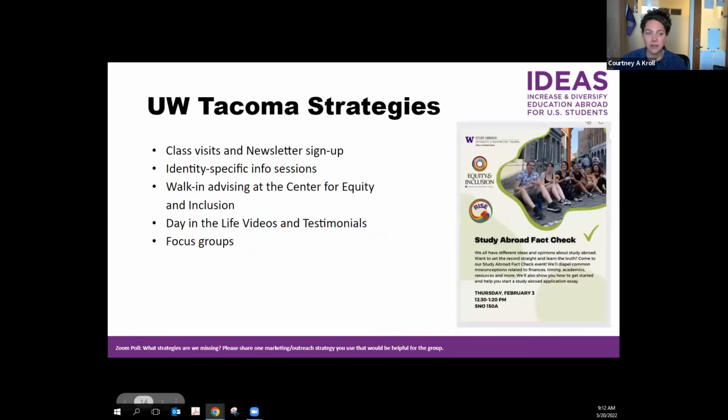Let's see, here are some strategies that we use. Someone earlier in the chat mentioned that they are doing a myth busting session. I can't remember who said that, but this is actually a flyer on the right hand side of the page of a similar session that we started this quarter with our Center for Equity and Inclusion for a group of students of RISE scholars who are first year students of color. And it's basically the same.